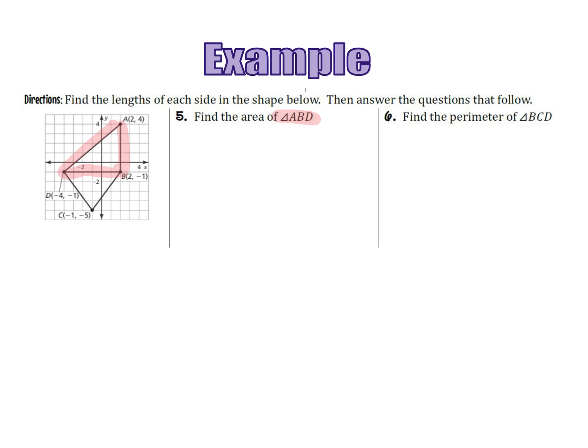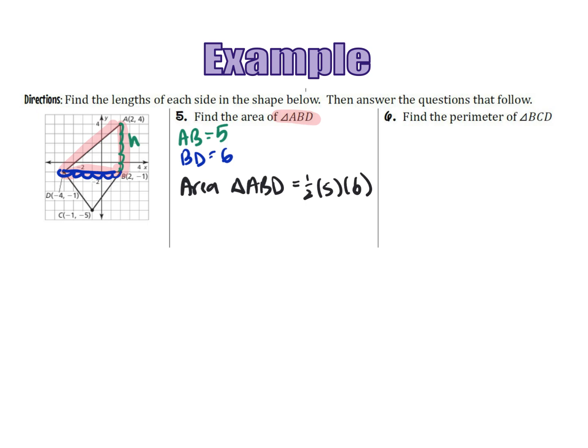So we can count the length of AB, which we need because that's going to be our height. 1, 2, 3, 4, 5. AB has a length of 5. We can count BD, which is going to be our base, which has a length of 1, 2, 3, 4, 5, 6. So the area of triangle ABD is going to be 1/2 of 5 times 6, or half of 30, which is going to be 15 units squared, or 15 square units.